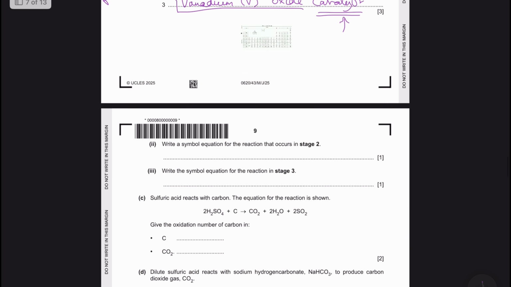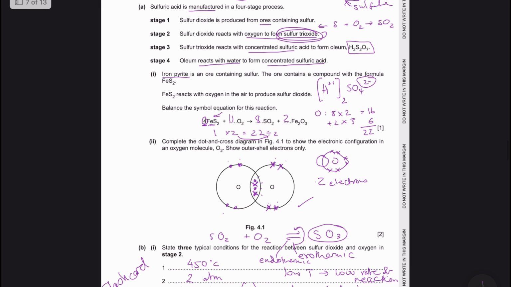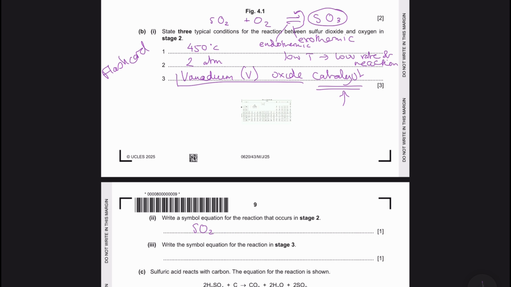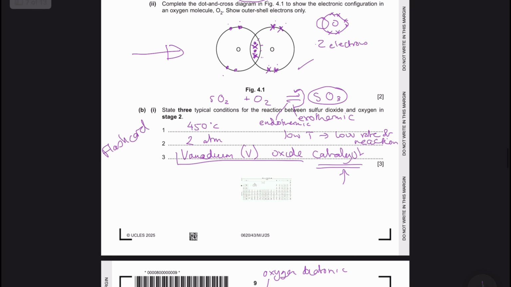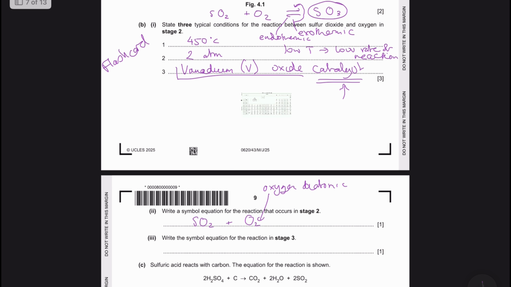Onto the next page. Write a symbol equation of the reaction that occurs in stage 2. We've just been talking about stage 2 and we've got it written here. So let's rewrite it. Sulfur dioxide plus oxygen gas, and oxygen is diatomic. They've given you that information in the previous question with this dot and cross diagram. They are trying to help you. They don't always try to help you, I get that, but they are telling you that there's 2 oxygens to get you through this 1 mark question. That's probably why this is only 1 mark. In theory, they're telling you the answer, so they are only awarding 1 mark for this.